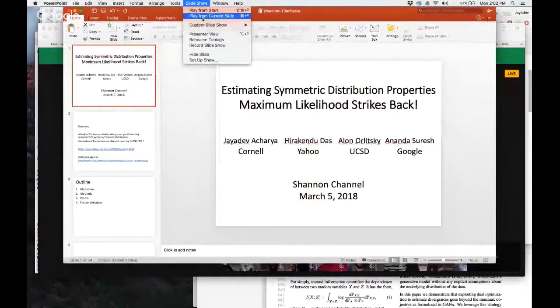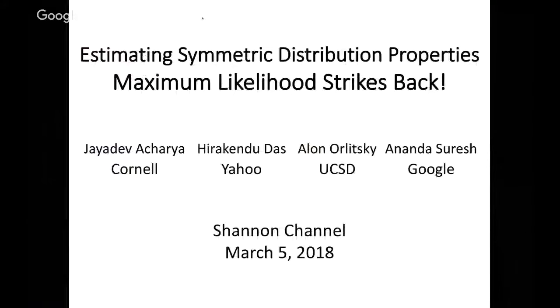So I'll be talking about, so let me try to share the slides, desktop. Okay, so are the slides visible? Yes. Excellent. So I'll be talking about estimating symmetric distribution properties, maximum likelihood strikes back. This is joint work with Hirakendu Das, Alon Orlitsky, and Ananda Suresh.